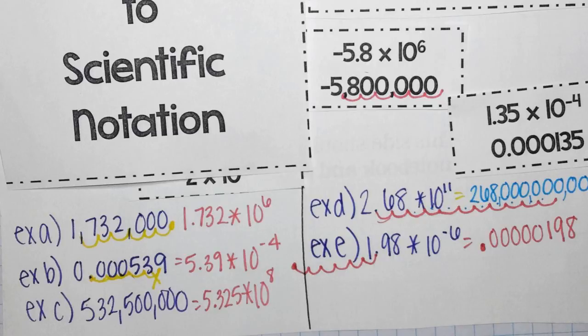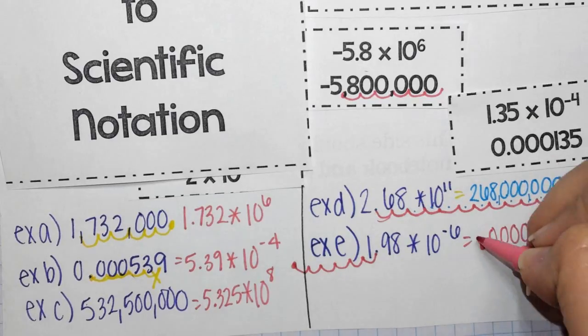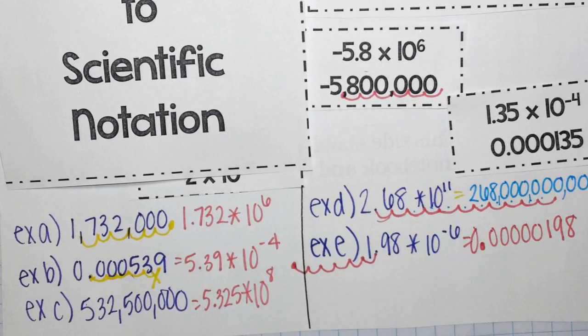Could we put a 0 in front of the 8? No, not when there's a decimal.